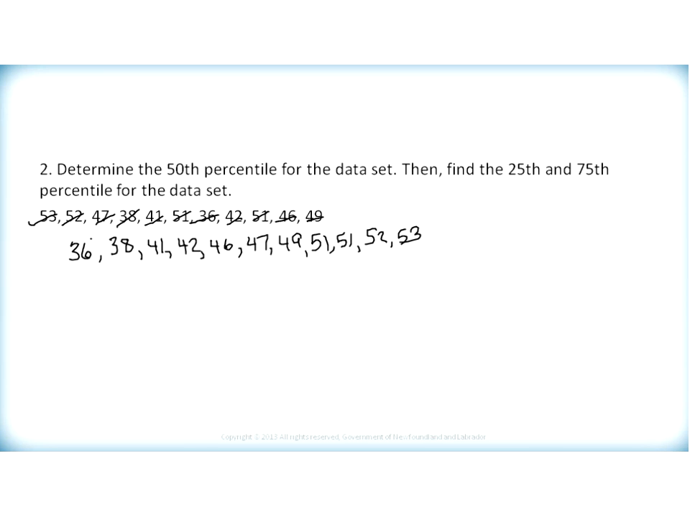So I'm going to find the median, or the 50th percentile. So cross those out, and those, and those, those, those. So my 50th percentile is 47. Half of my data is less than 47. So that's my cutoff. So I'm going to say the 50th percentile is 47.